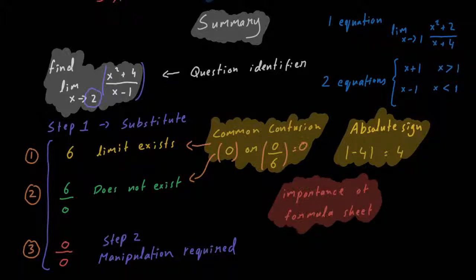We also learned what an absolute sign is and how to solve for it. And we also realized the importance of a formula sheet. Lastly, in the beginning, I said that either you will get a single equation or two equations. We solved for all single equations, and eventually we will also see how to solve for two equations.